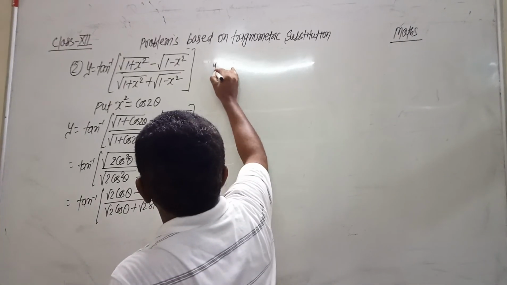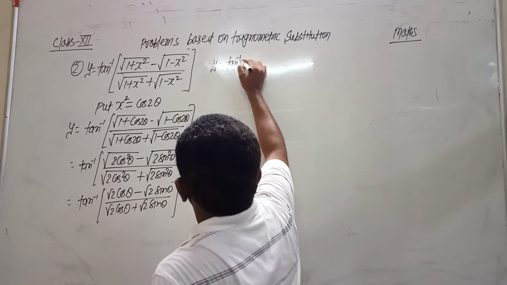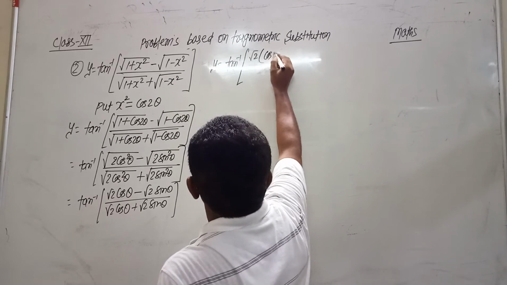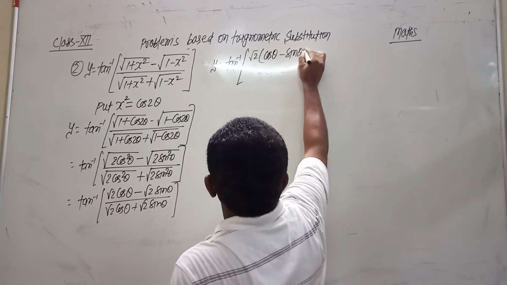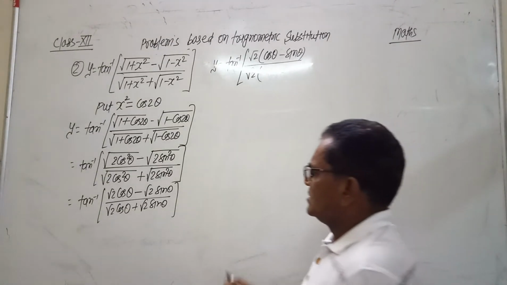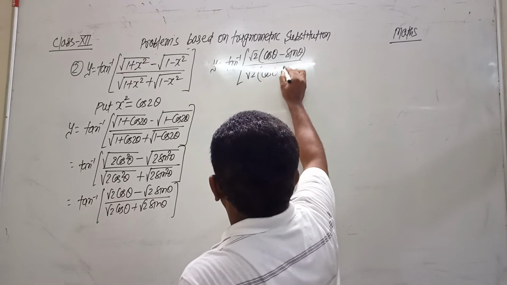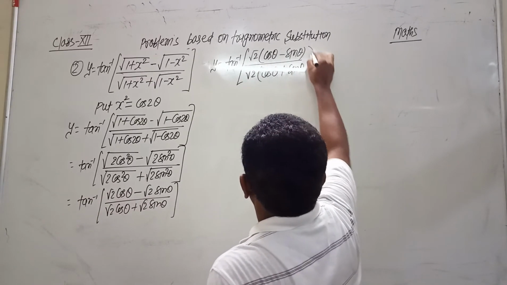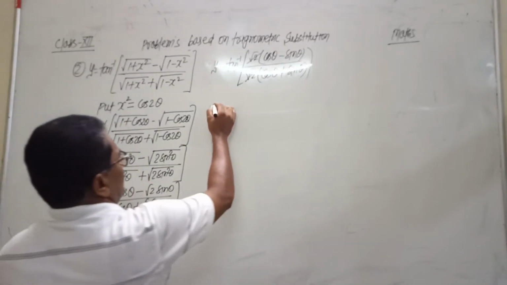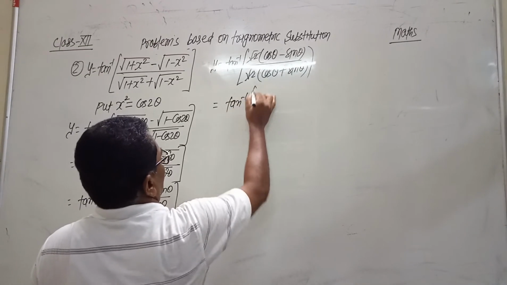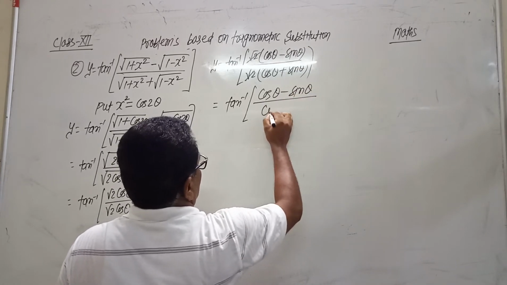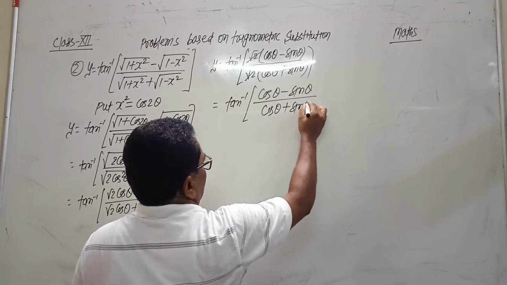y equals to tan inverse. Taking root 2 as common, it gives cos theta minus sin theta, and in the denominator also root 2 is common, so it gives cos theta plus sin theta. From both the terms, root 2 and root 2 get cancelled and it remains tan inverse of cos theta minus sin theta upon cos theta plus sin theta.